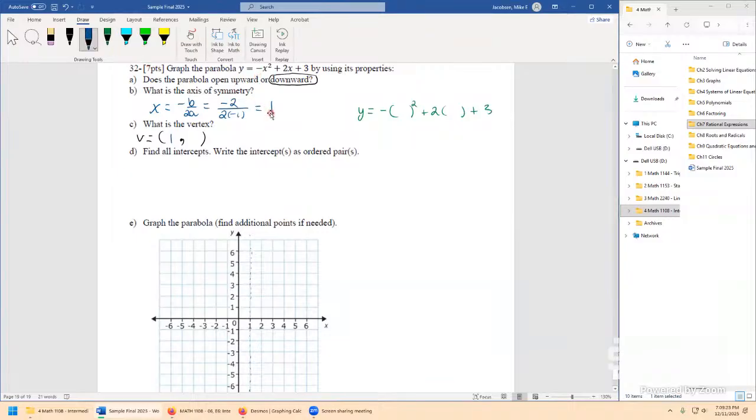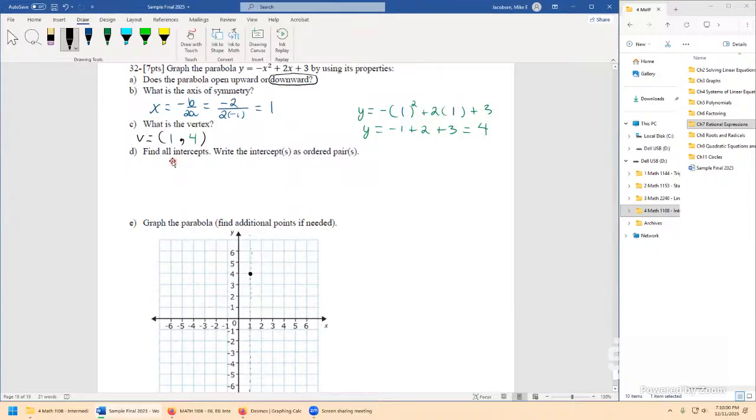But in place of x, we put in the value for the x coordinate of the vertex, the value we found for the axis of symmetry. So 1 goes in both of those spots, and y is now equal to -1 plus 2 plus 3, which gives us 4 altogether. So the vertex is at (1, 4). Go right 1 and up to a height of 4, and that's the vertex, the tallest point on the graph.